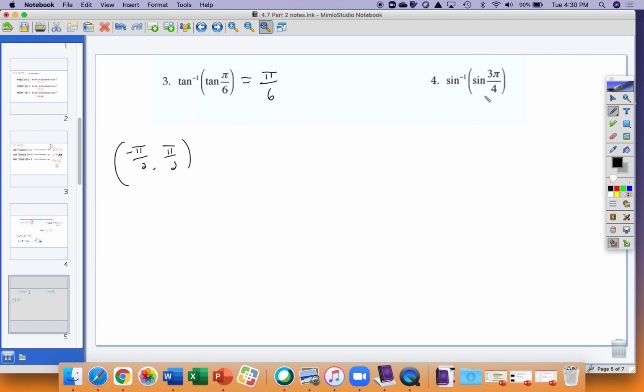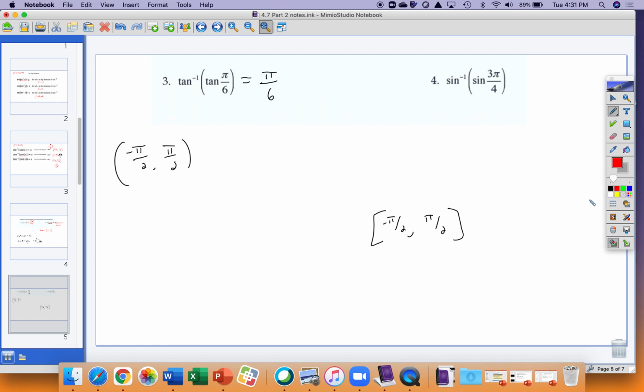On this side, the sine inverse of the sine of 3 pi over 4, well, this answer will be 3 pi over 4 if and only if 3 pi over 4 is in the range of sine inverse. Remember, the range of sine inverse is negative pi over 2 to pi over 2. 3 pi over 4 is not in the range, so I have to do this by hand.